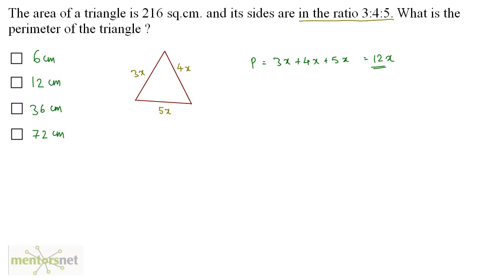Now there is another formula of calculating the area of a triangle, which is under root of s into s minus a, s minus b into s minus c, a, b, c being the sides of the triangle. Now we need to calculate the value of s first. So in this formula, s is equal to a plus b plus c by 2. What is a, b and c?